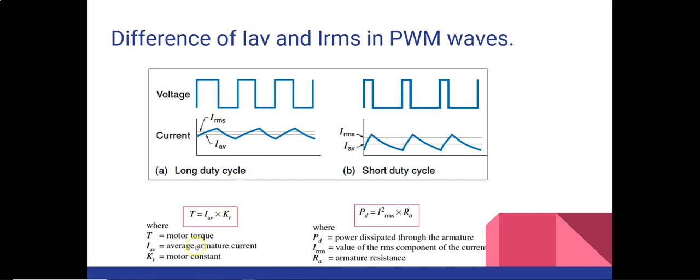Now if you notice, the torque equation given here is proportional to the I average current, whereas the power dissipation is proportional to the IRMS value. So for the short duty cycle, as the IRMS current increases, they have a proportionate relationship. It means that armature losses are also going to increase. So with a shorter duty cycle, there will be more armature losses.